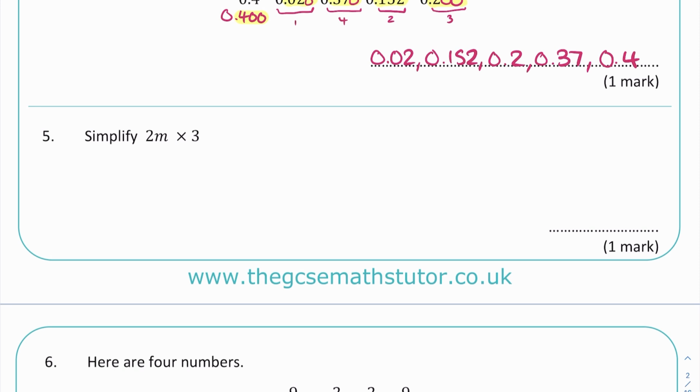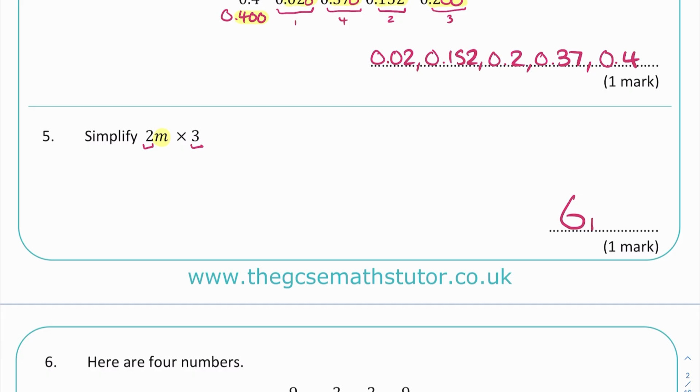So for this next one, simplify 2m times 3. Well, when you are multiplying with algebra, numbers multiply by other numbers, so the 2 multiplies by the 3 and you get 6. So we're definitely going to have 6. And then the letter, which in this case is m, would multiply by another letter if our 3 had one, but it doesn't.